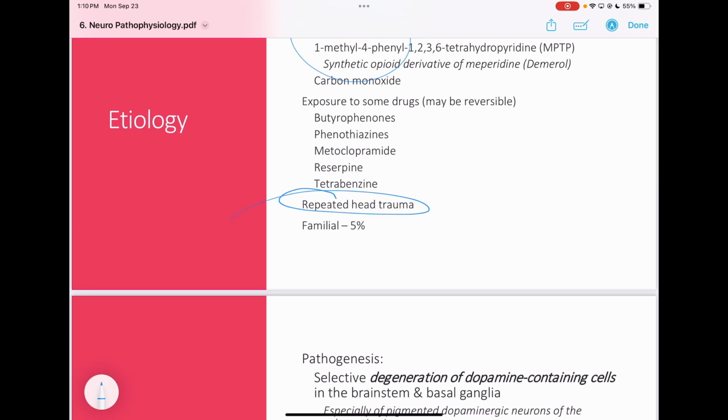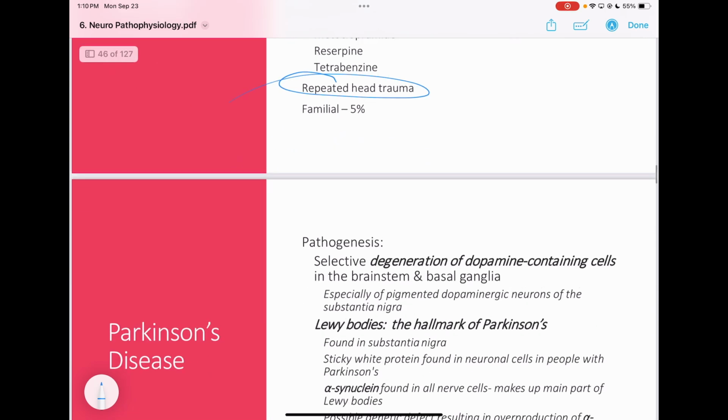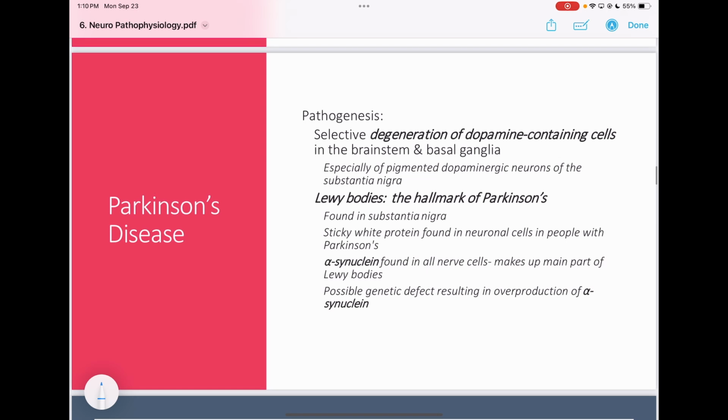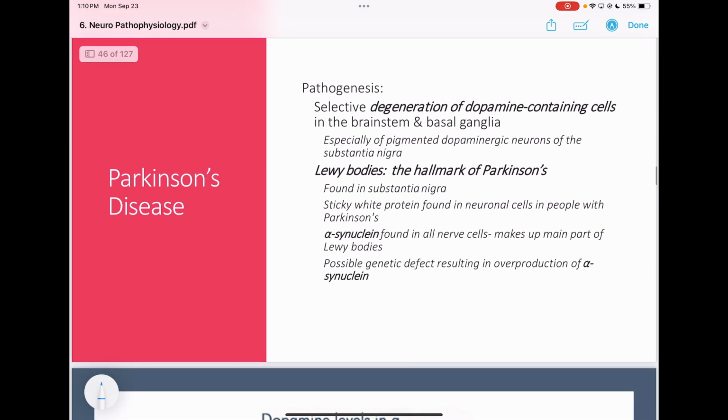Who's a very famous person who had Parkinson's? Muhammad Ali. He was a boxer. Repeated head trauma. He developed Parkinson's later due to the repeated head traumas from boxing. And there's a genetic component as well, familial, at 5%. So what's going on with Parkinson's disease?